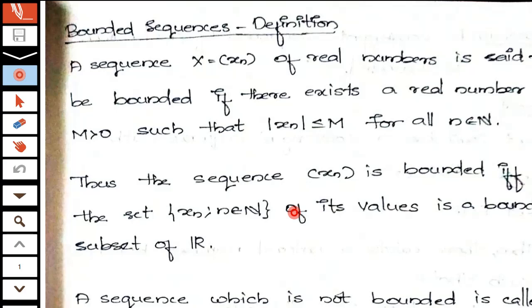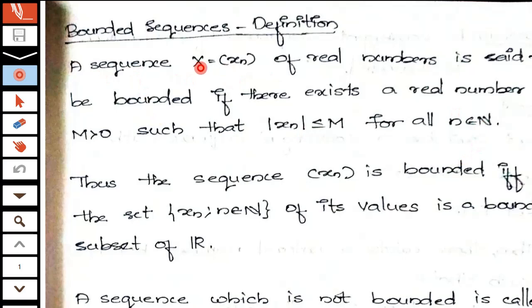In this class, we will obtain some results that enable us to evaluate the limits of certain sequences of real numbers. First, we have the definition of bounded sequences. A sequence x equal to (xn) of real numbers is said to be bounded if there exists a real number M greater than 0 such that |xn| is less than or equal to M for all n belongs to N.